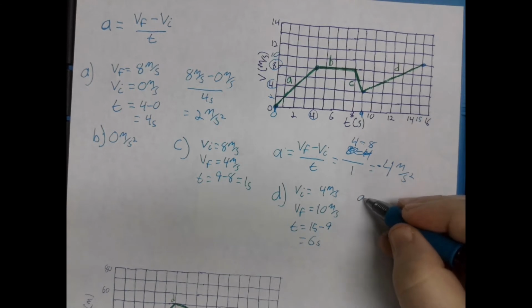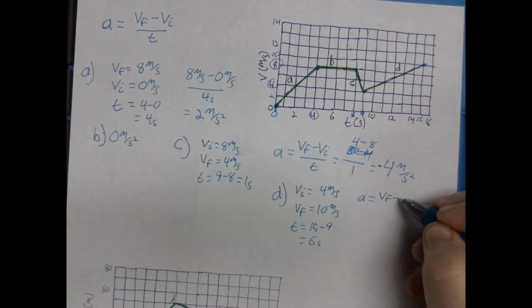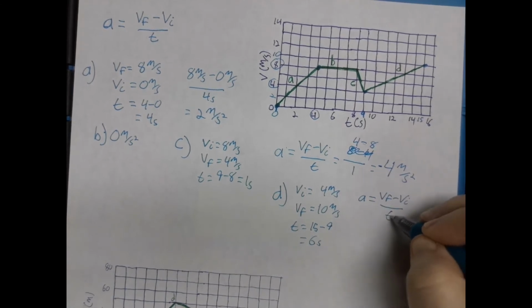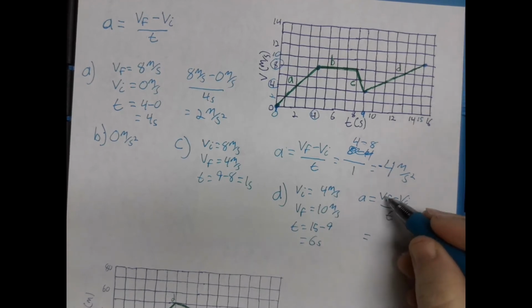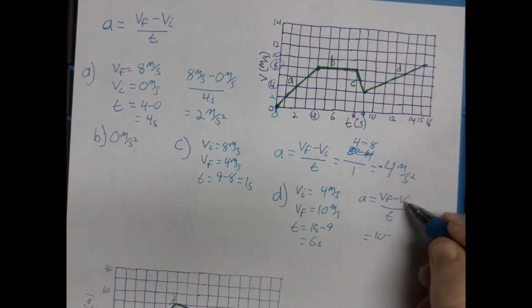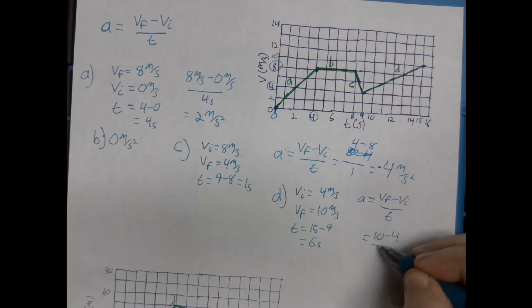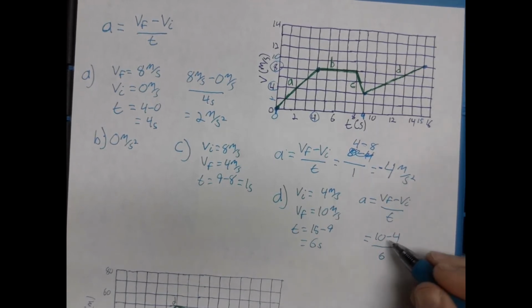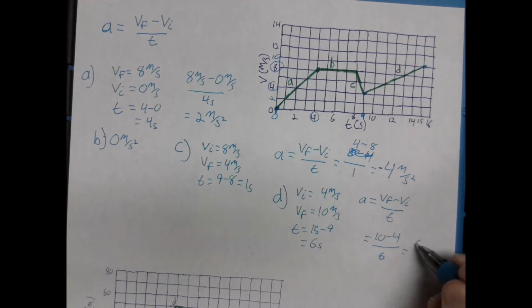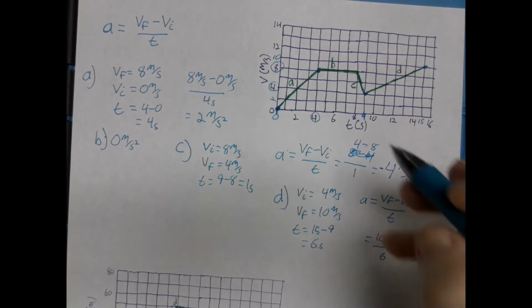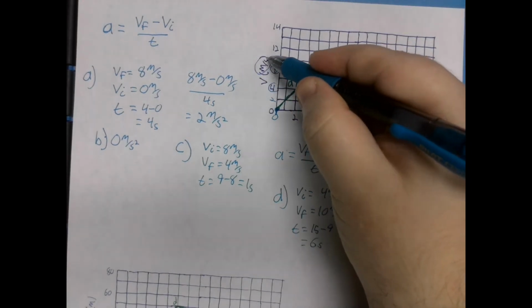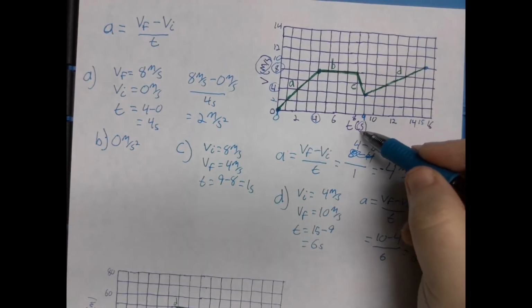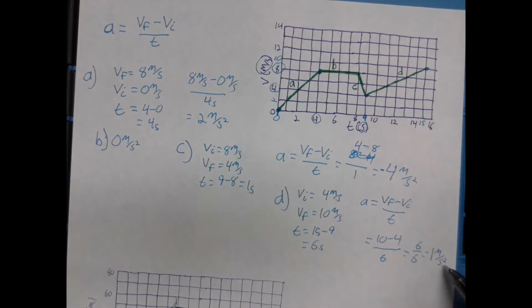So our equation for acceleration is equal to final minus initial over time. Our final was 10, our initial was 4, and it was over 6 seconds. So that would be 6 divided by 6, which would give us 1 meter per second squared. We're taking a meter per second and dividing it by a second, so our unit should be meters per second squared.